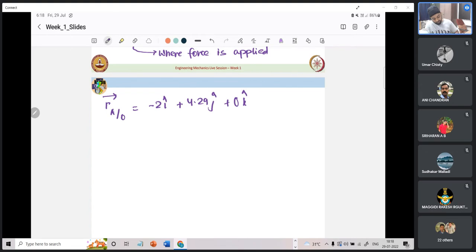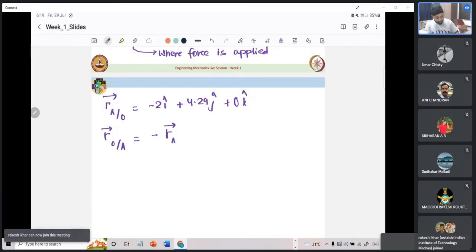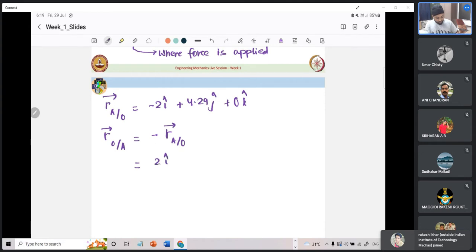But in this question we want R of O with respect to A, because we are trying to put the entire system at A. So what will this be? We know it is minus of R of A with respect to O. So we just have to take the negative of this vector, which will be 2 I cap minus 4.29.